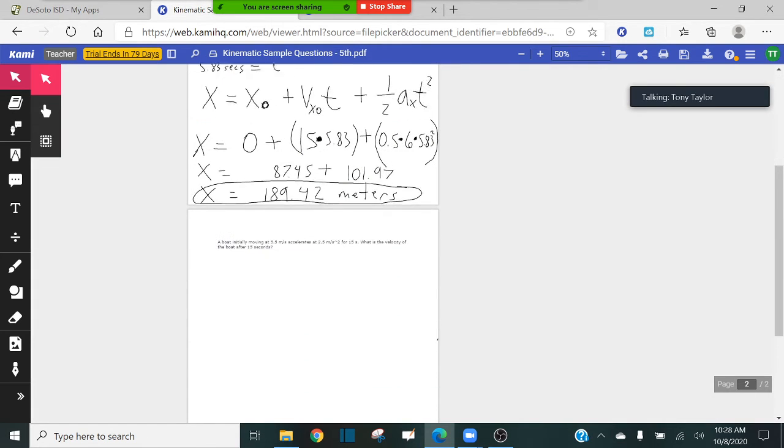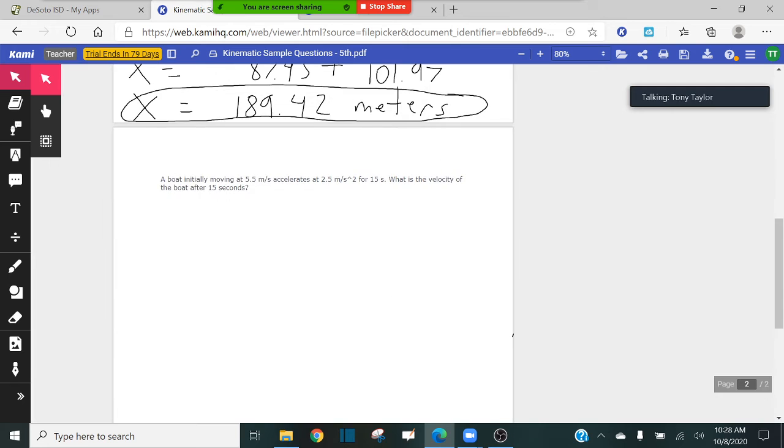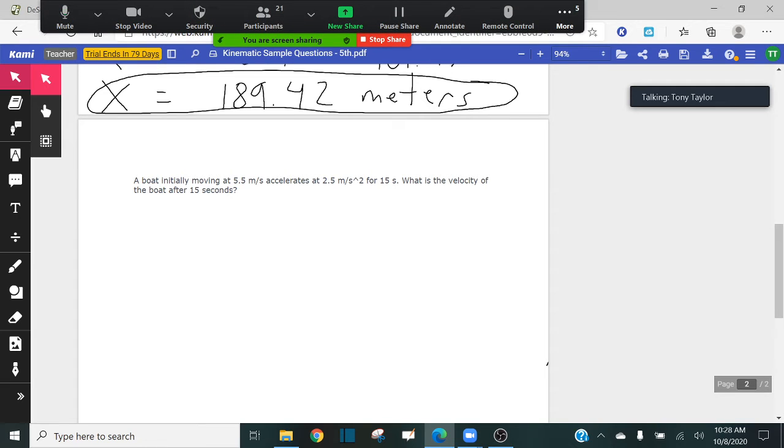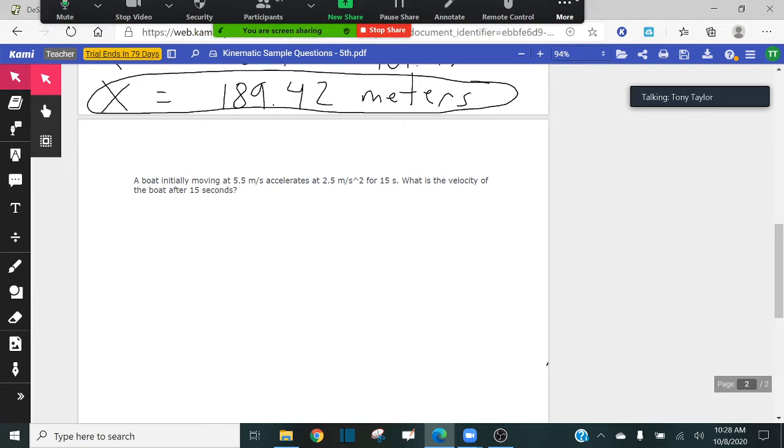Okay, let us do the second one. The second and final word problem we're going to do today. This problem here is actually easier than the one we just did. In fact, we're going to have to use only one equation for this one. It says a boat initially moving at 5.5 meters per second accelerates at 2.5 meters per second squared for 15 seconds. What is the velocity of the boat after 15 seconds?